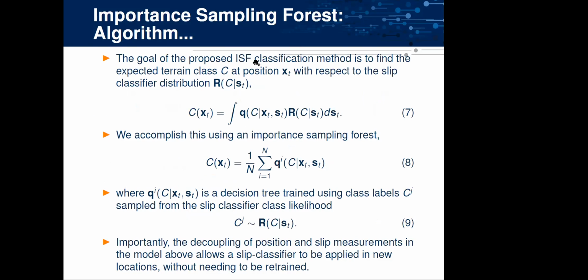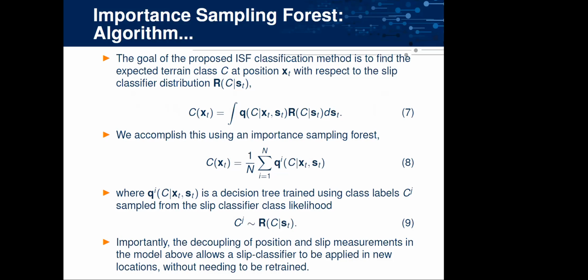The goal of the proposed ISF model, which is a classification model, is to find the expected terrain class C at position X with respect to the slip classifier distribution given by equation 7. And we accomplish this using importance sampling forest. Like I said, we train a classification method using a decision tree. And then from the predictions that we receive from the decision tree, we use importance sampling to resample the already predicted new data. That way we improve the accuracy of the classifier.